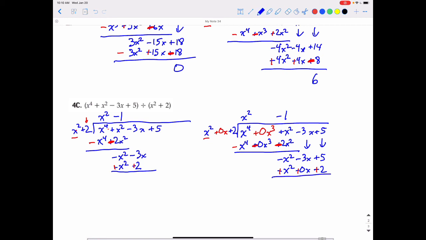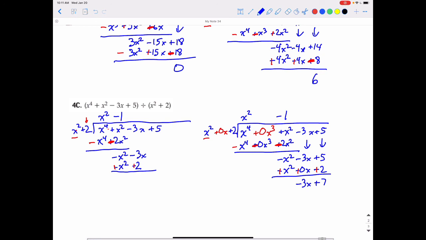X squared plus x squared cancels. Negative 3x plus 0x is negative 3x. 5 plus 2 is 7. This is going to be the remainder. This is the remainder because x squared, the key term, cannot go into x. Without using a negative exponent, which we're not going to get into with long division, you can't get a number or a term times x squared to get a single x. So that whole thing is the remainder.